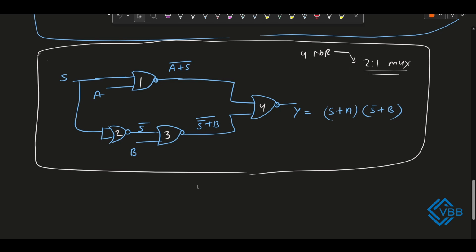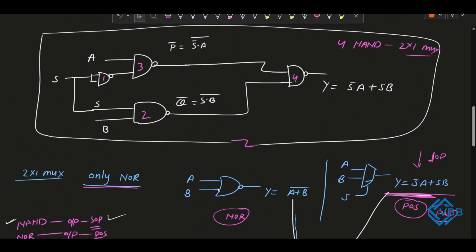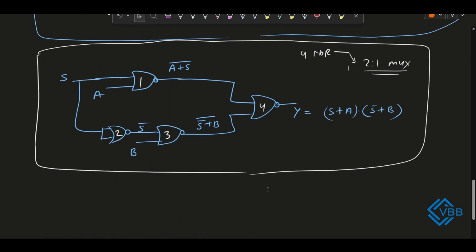Now we have completed 2:1 MUX implementation using only NAND gate and also using only NOR gate.